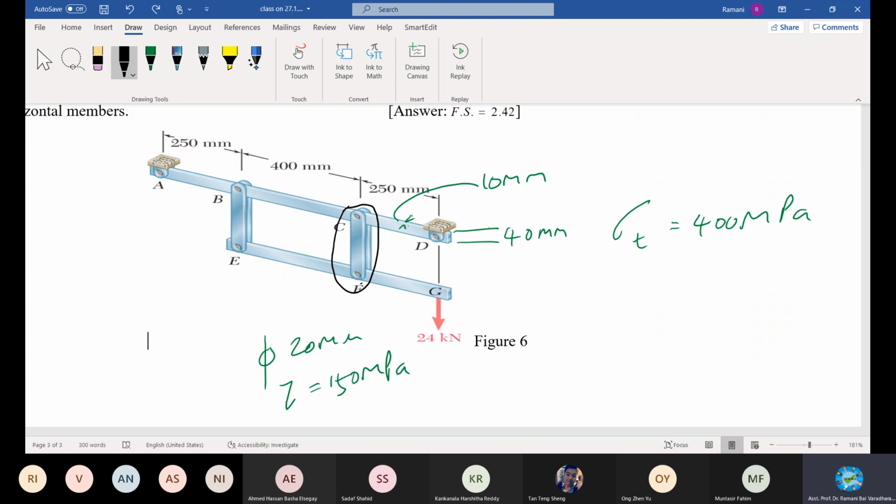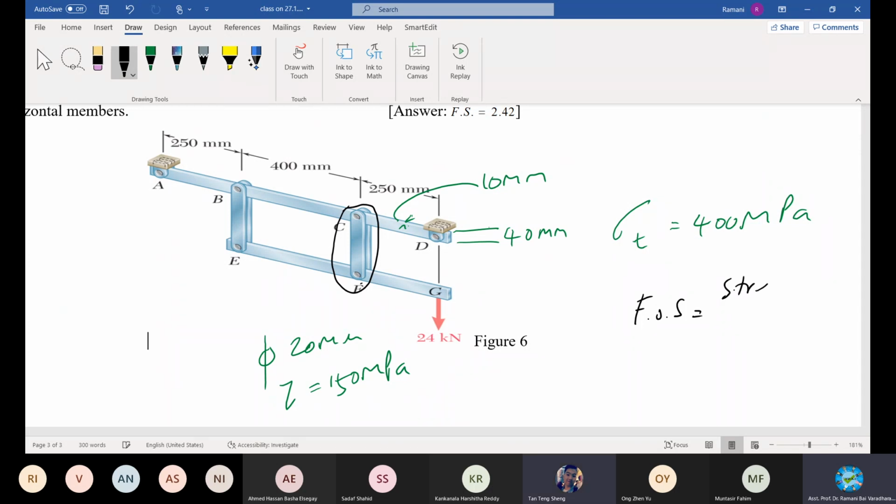So, what do you mean by the factor of safety? First of all, what do you understand by the term factor of safety? Let's understand one by one. What do you mean by factor of safety? Factor of safety.